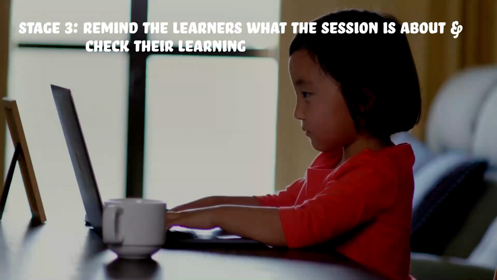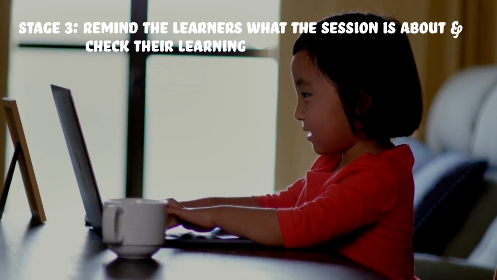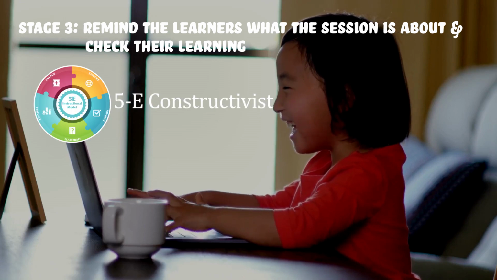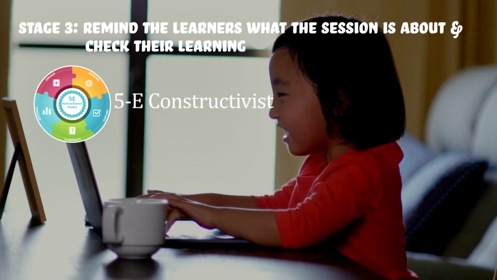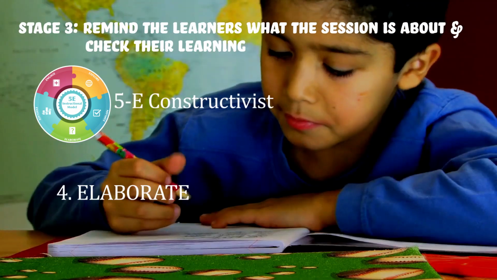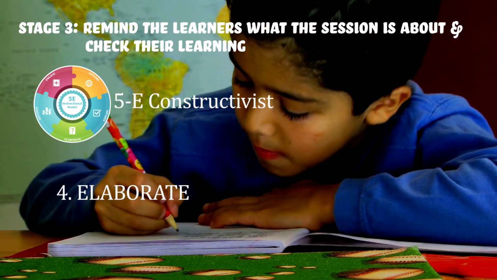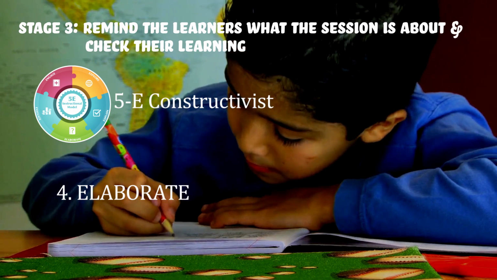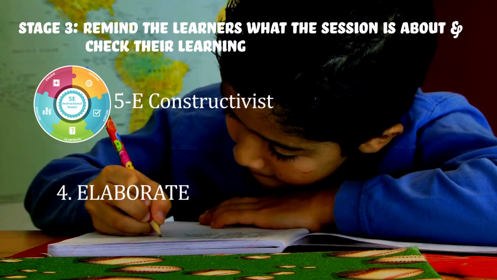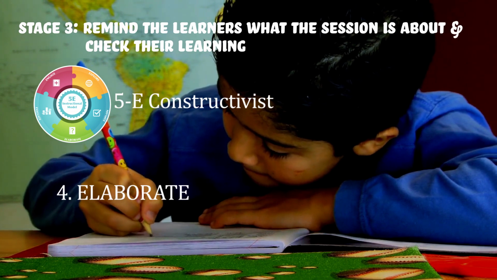So what is stage 3? Stage 3 is where we remind learners what the session was about and check what they have learned in it. Under the 5E model, this includes the last 2 steps, which are elaborate and evaluate. Under elaborate, learners are challenged to apply what they have learned to a new situation and build on the learner's understanding of concepts in ways that extend their knowledge and skills. This is more like an application to a new context, to a similar situation.